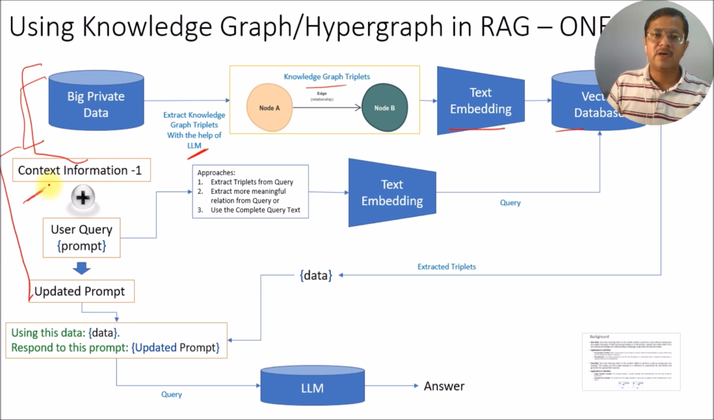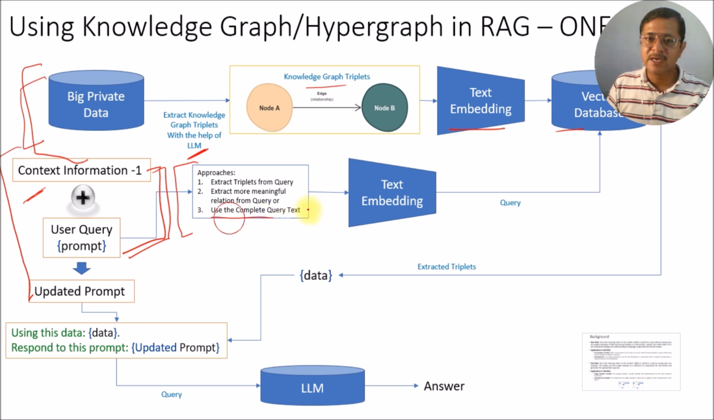Here you have some context information about your query. You provide that context, you embed your context information with the query, and then again you have three approaches. Either extract triplets from the query, meaning extract more meaningful relations from this combination, or use the complete query text as it is with this combination, apply text embedding and query it here.